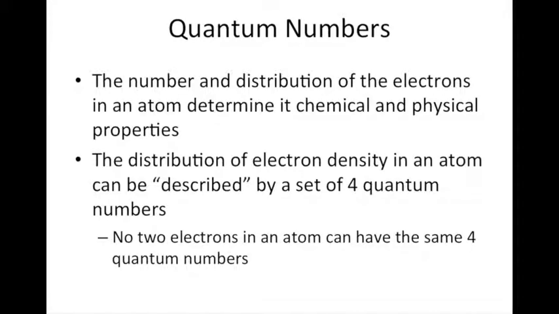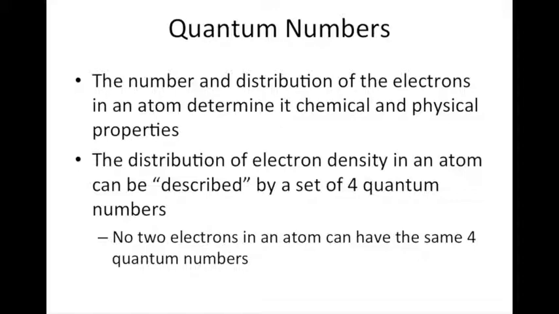In this video, we are going to discuss quantum numbers. So first, what are quantum numbers? Well, the number and distribution of electrons in an atom determine its chemical and physical properties. So it's very important to know how the electrons are positioned in an atom, and that way it will help us understand some of the chemical and physical properties for that particular atom.